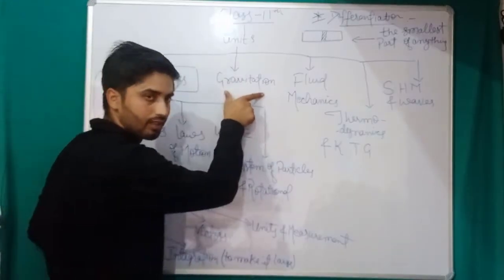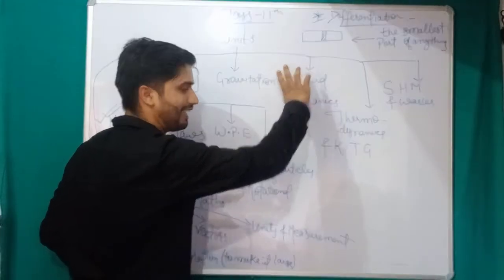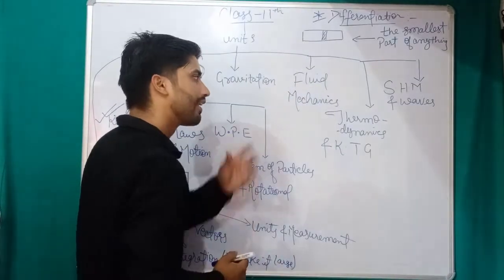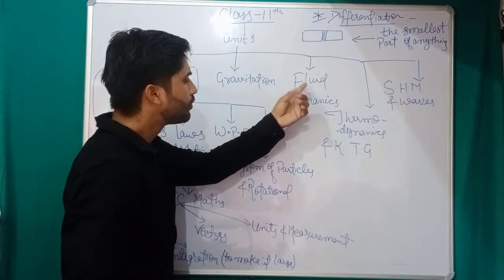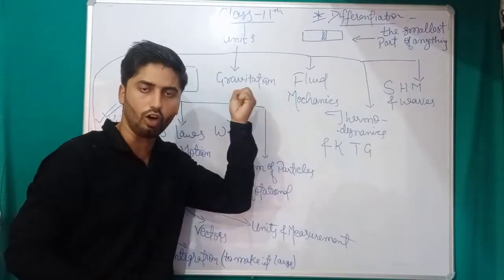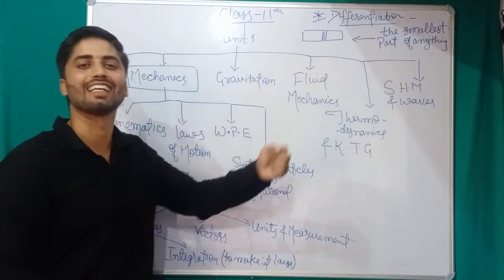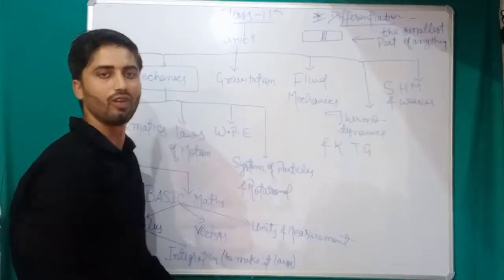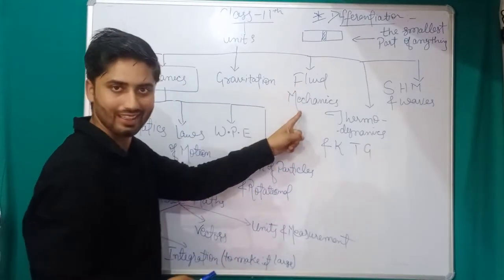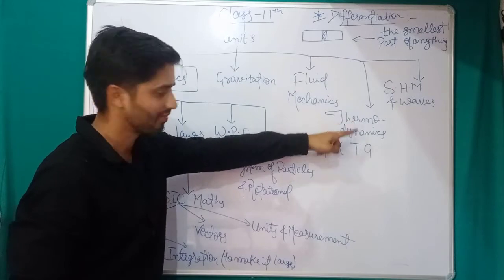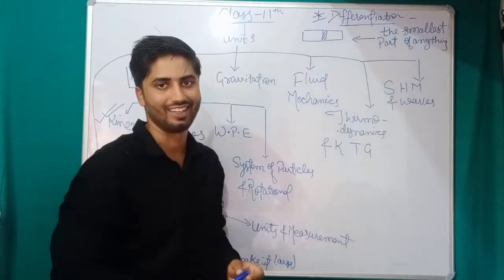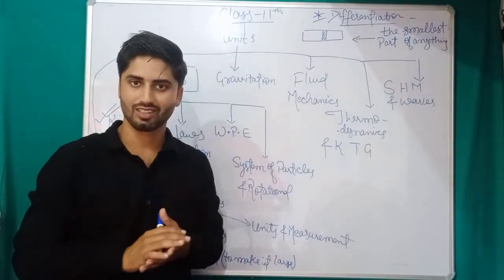Then there will be gravitation, and fluid mechanics, the idea of fluid, that means gases and liquids. Fluid is termed as gases and liquids, and they also flow. So what are the characteristics, what are the mechanics involved in the flow of fluid? We will be dealing with all these things in fluid mechanics. Then there is thermodynamics, then the kinetic theory of gases, and lastly SHM and waves. So this is the syllabus of class 11th.